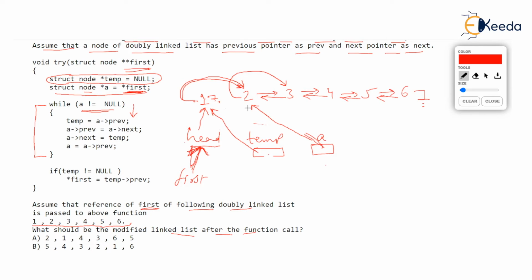That means a arrow next. See this next of 2 we are talking about should point wherever temp is pointing, but temp is pointing to 1. So a arrow next will discontinue to point to 3, but it will point back to 1. It is so interesting, you observe.